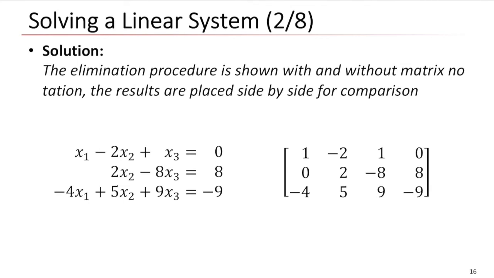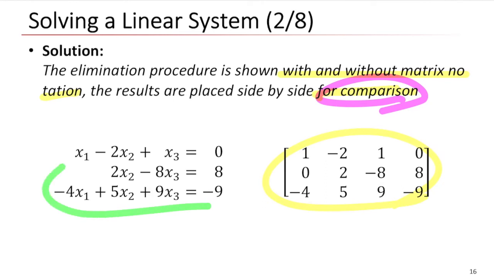In this solution, the elimination procedure is shown with and without matrix notation. The results are placed side by side for comparison. After this equation, with this example, we will deal with the matrix form. But in this example, we just deal with this equation form, and we can compare which one is more efficient and effective to solve the problem.